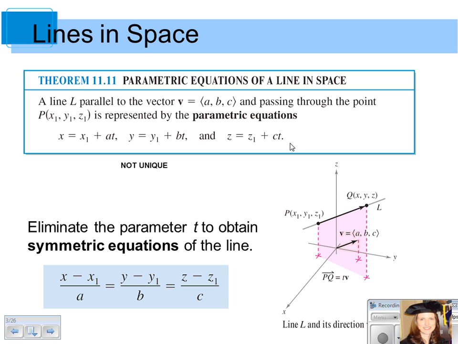So you need two things in order to determine the parametric equations for a line in space. You need a single point on the line, and you need a vector that is parallel to the line. You can solve each of these equations for t and equate the t's to get symmetric equations. These are both ways to represent lines in space, very different than how we represented lines in a two-dimensional graph, where we had y equals mx plus b or ax plus by equals c. To represent a line in space, you use either parametric equations or symmetric equations.